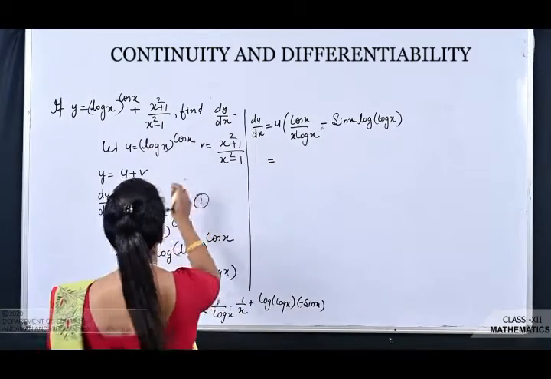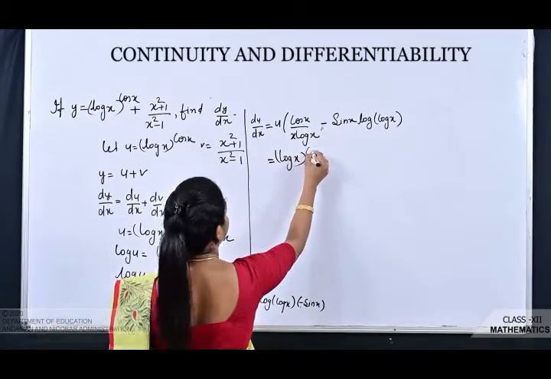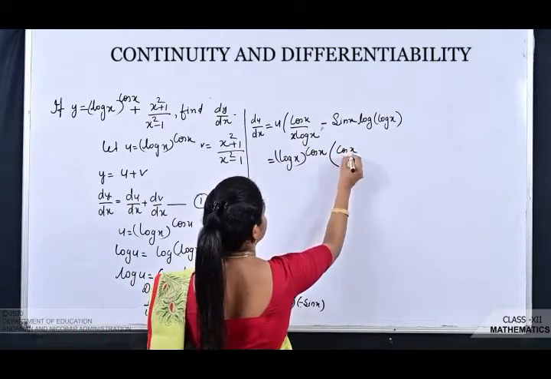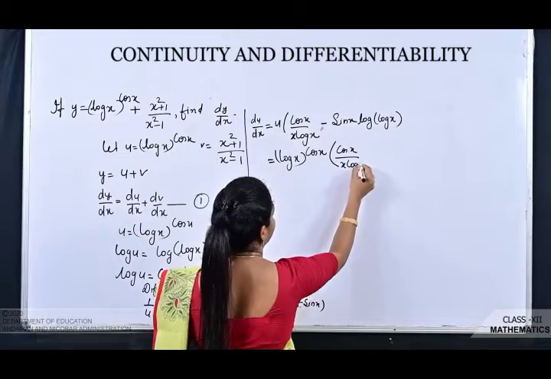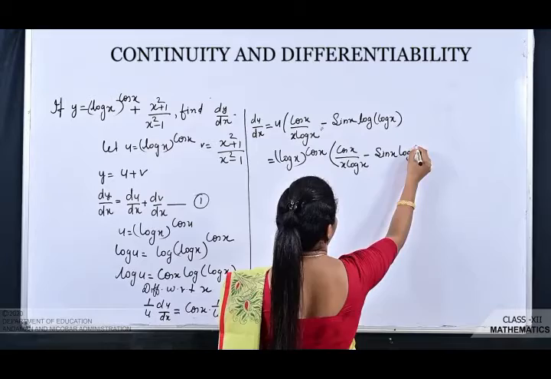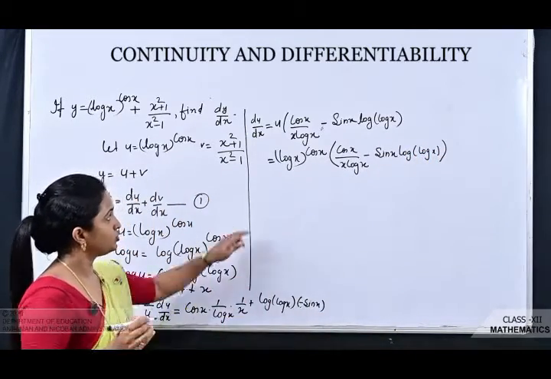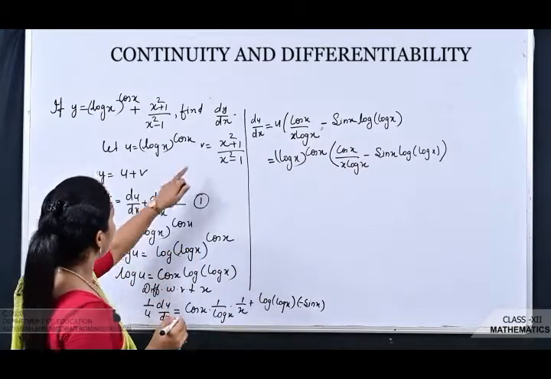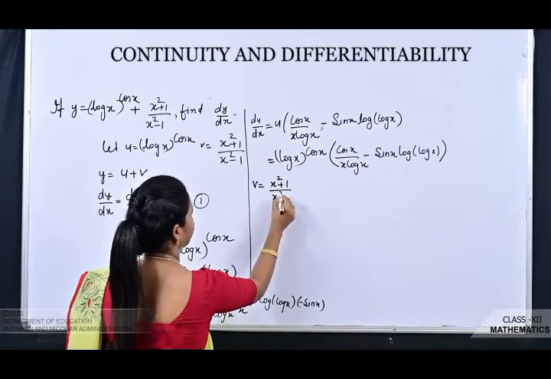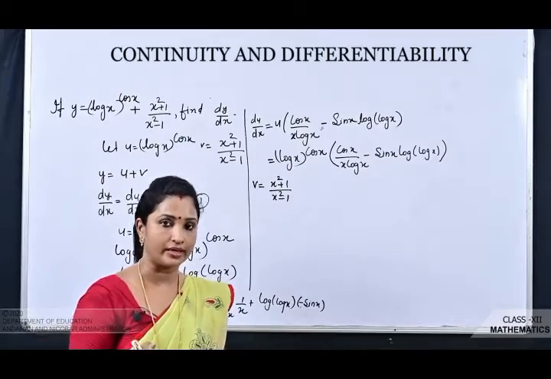Now we will replace u by log x to the power cos x into cos x by x log x minus sin x log of log x. Clear? So you got finally du by dx. Now we will go for v is equal to x square plus 1 by x square minus 1. This is very simple, no need of applying logarithm here, you can directly do it.